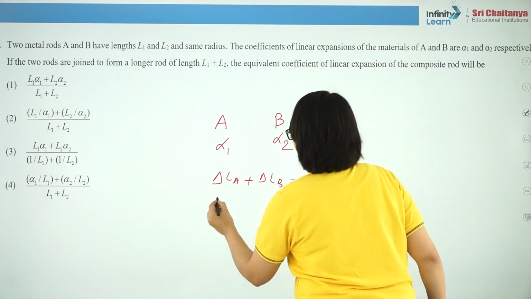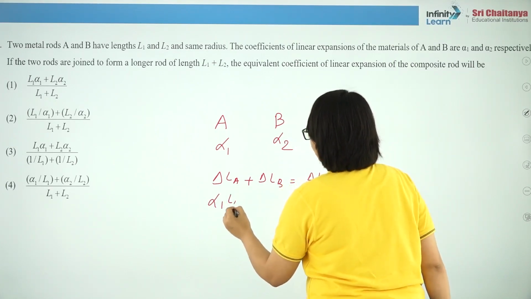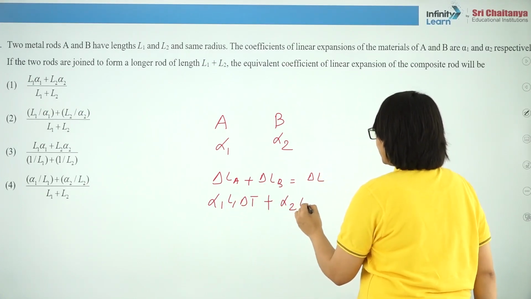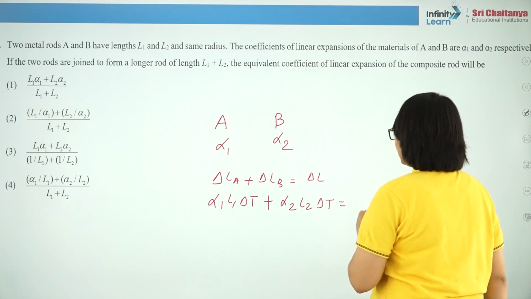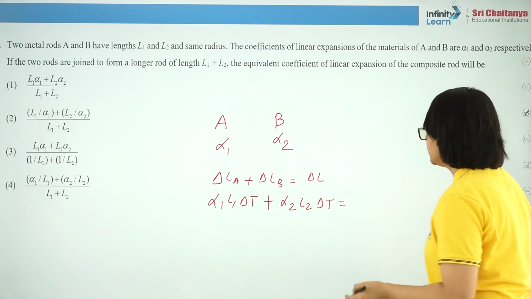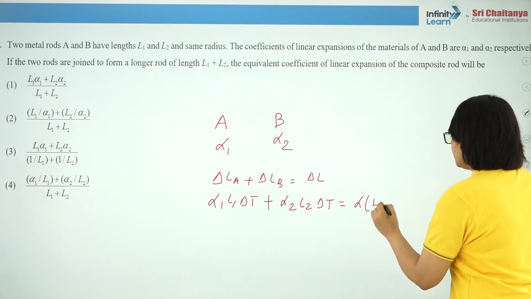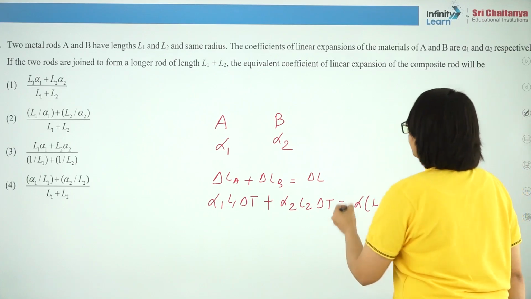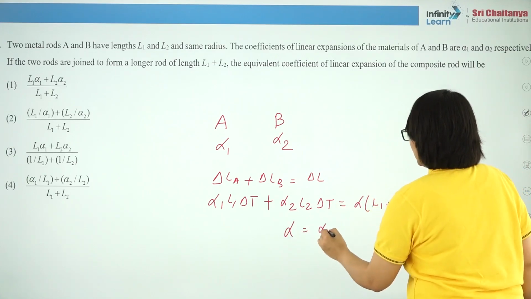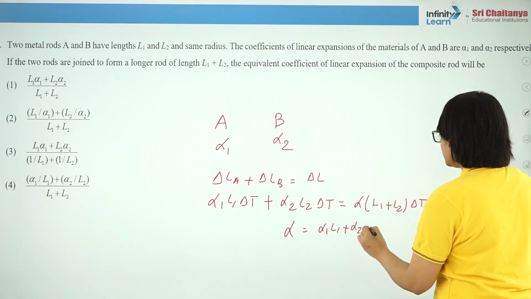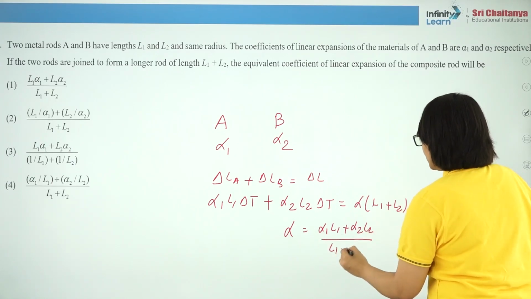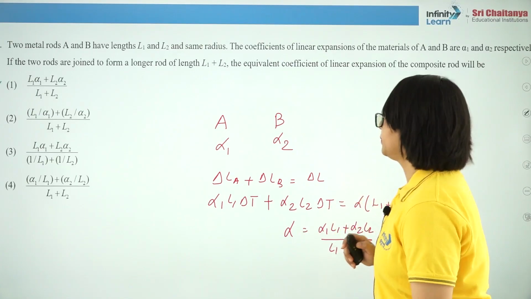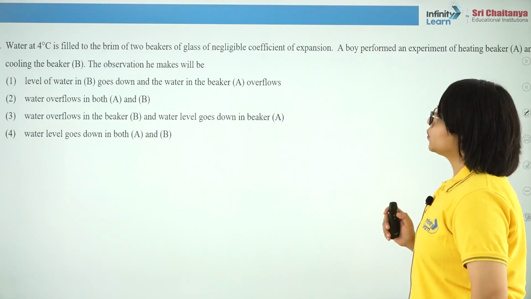Now, delta LA will be alpha 1 L1 delta T, plus delta LB will be alpha 2 L2 delta T, and delta L is for the composite rod. So, it is alpha into L1 plus L2 into delta T, right. So, alpha will be alpha 1 L1 plus alpha 2 L2 divided by L1 plus L2, which is option 1, right. Now, let us discuss 133.